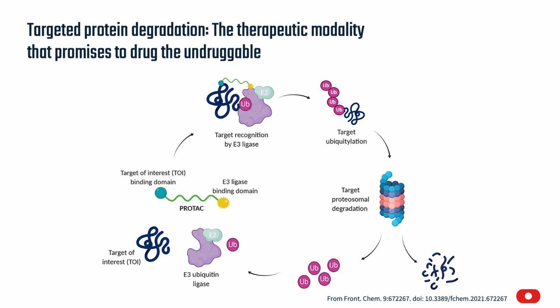This leads to the ubiquitination and degradation of the target of interest via the cell's own protein degradation pathway, known as the ubiquitin proteasome system, or the UPS. The UPS consists of a multiple enzymatic step process with sequential action of ubiquitin activating enzymes E1, ubiquitin conjugating enzymes E2, and ubiquitin ligases E3. You can envision that complex up here.